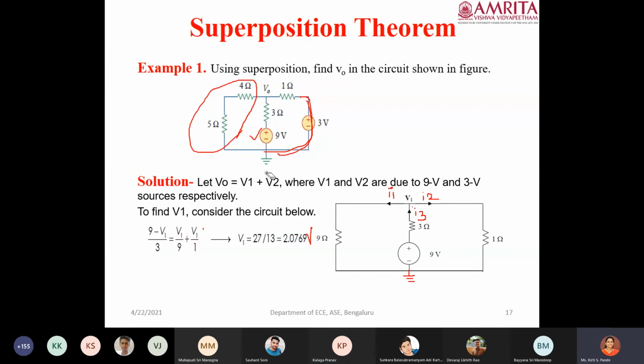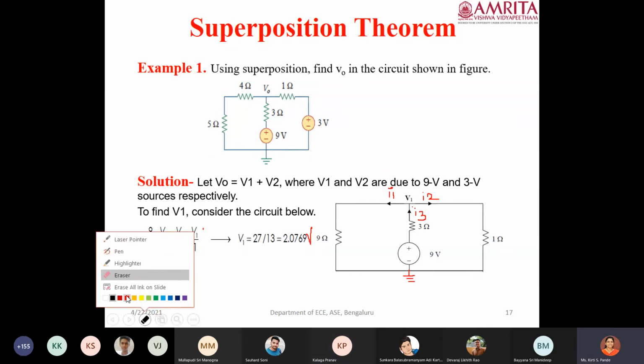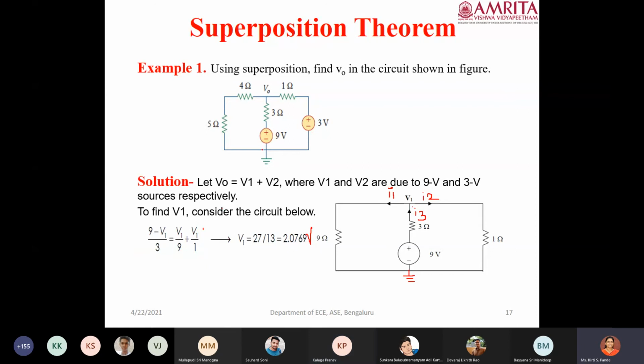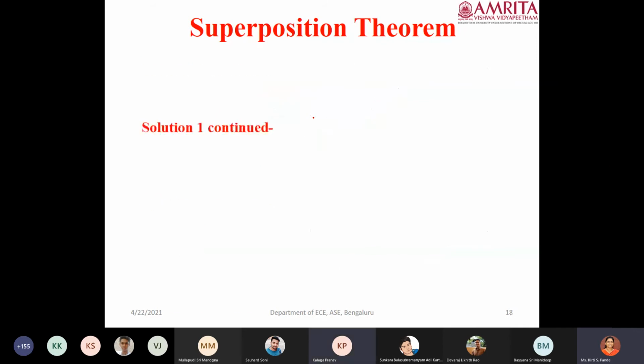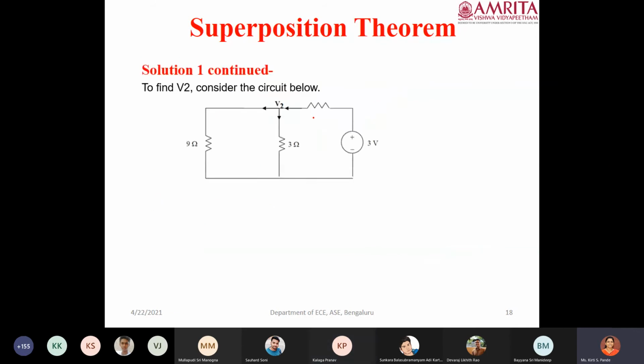So now for me, the 9 volts needs to be short circuited. Turn off 9 volts and just 3 volts is acting. So turning off 9 volts means short circuited. You can see on the left hand side, you will get 9 ohms because 4 and 5 are in series. On the right hand side, 3 volts along with this 1 ohm will be acting. So you will get this kind of circuit.